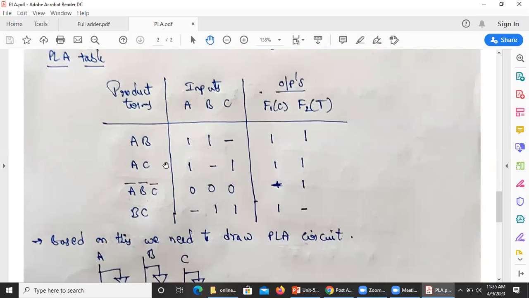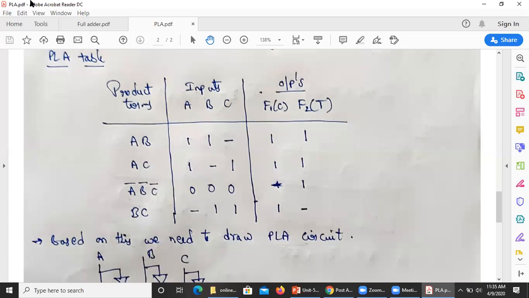Next, AC term contains one, A term 1, C term 1, and there is no B term. That's why we are keeping dash here. Next, A bar, B bar, C bar. So all the inputs are in the complemented form. That's why we are keeping those as zeros. Next, BC. So there is no A term dash and BC. So B is 1, C is 1.